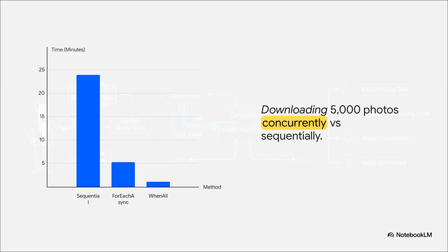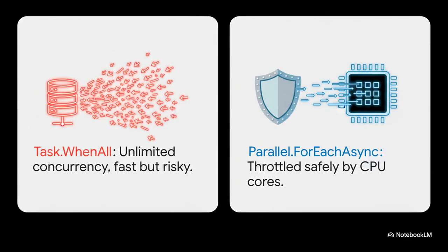But if you use Parallel.ForEachAsync, that time drops dramatically to 5 minutes and 19 seconds. Better yet, if you use Task.WhenAll, it completely plummets to an incredible 1 minute and 7 seconds. So you might be wondering, what's up with that 4-minute difference between the two parallel approaches? Well, the answer comes entirely down to concurrency limits.